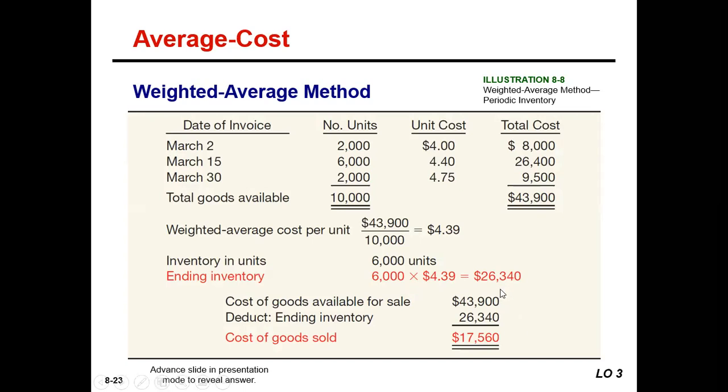26,340. So if we've got cost of goods available for sale, 43,900, minus our ending inventory, that gives us cost of goods sold, 17,560. Again, we're calculating this ending inventory and cost of goods sold with all the methods. So we're going to see this with FIFO and LIFO as well.